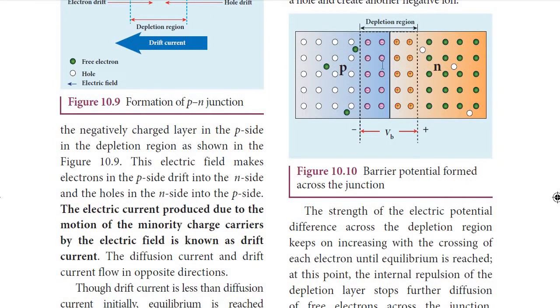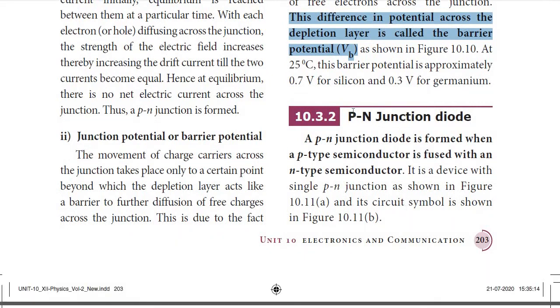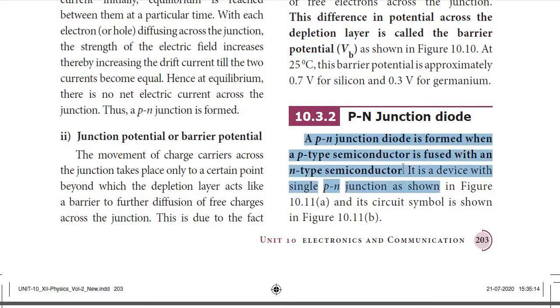This is the depletion layer. Potential across the depletion layer is called barrier potential. The next, what is meant by PN junction diode? A PN junction diode is formed when a P-type semiconductor is fused with an N-type semiconductor.